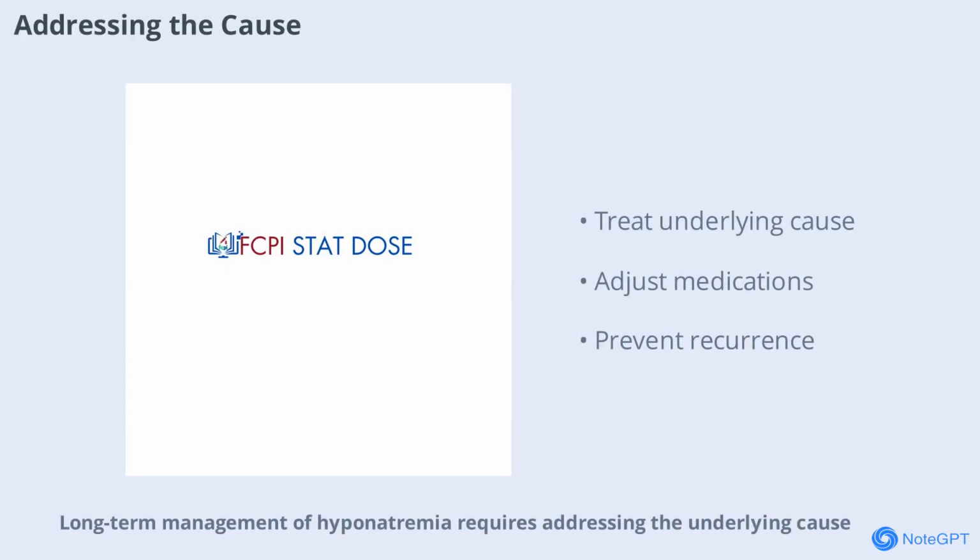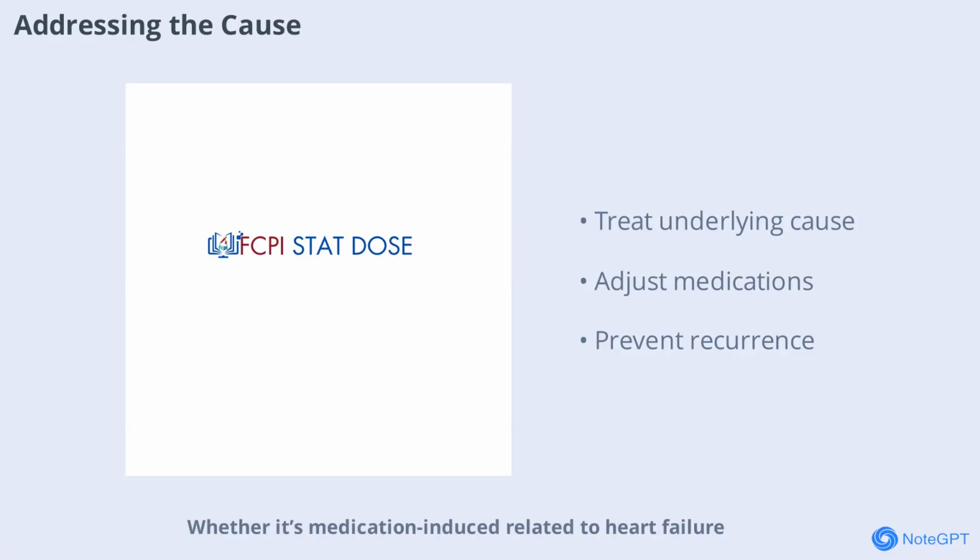Long-term management of hyponatremia requires addressing the underlying cause. Whether it's medication-induced, related to heart failure, or due to hormonal imbalances, treating the root problem is essential to prevent recurrence. This may involve adjusting medications, managing chronic diseases, or providing behavioral support for excessive water intake.